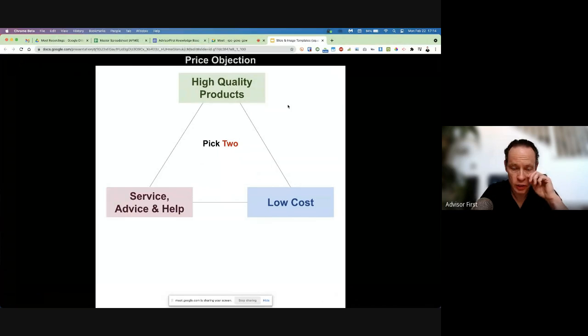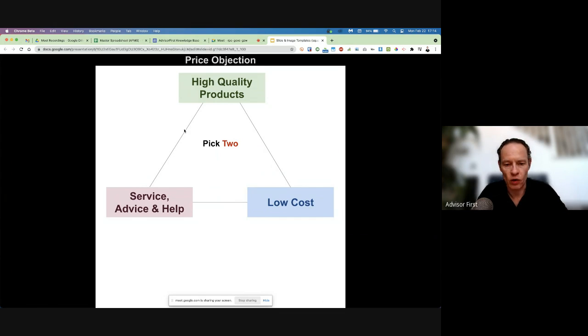If you take a look, this is probably the most common way to use it, which is from a price or cost perspective. You can just draw this out or do it verbally, a napkin presentation. You have the quality of the product, you have the service, advice, and help, and then you have low cost. And obviously you can use this for any type of product. You could be selling shoes and use this.